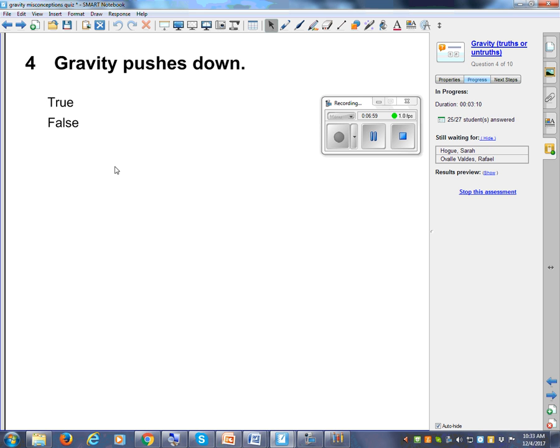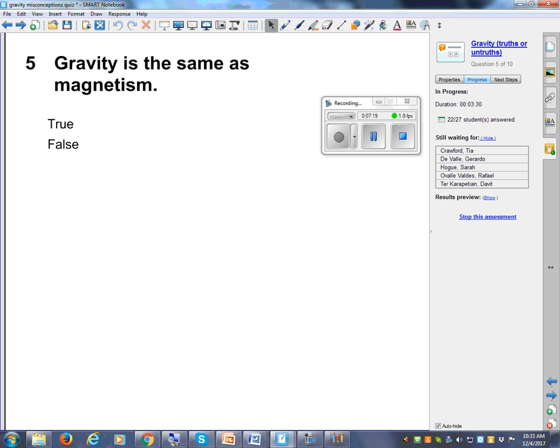Number 4, gravity pushes down. Oh, you guys are going ahead on me. Gravity pushes down. Gravity is the same as magnetism.